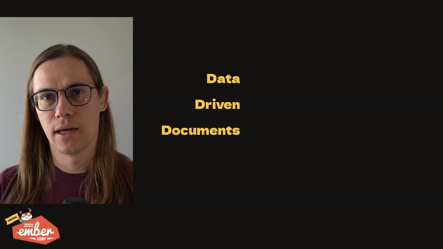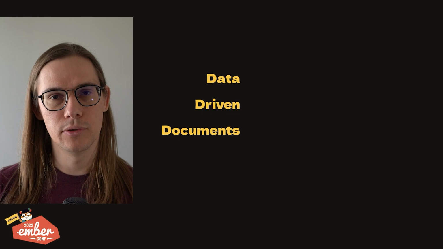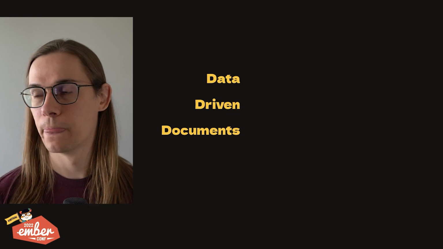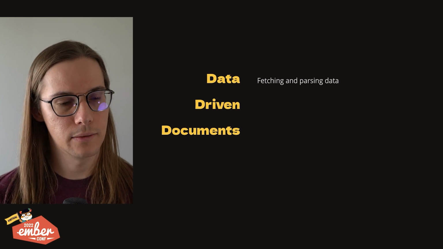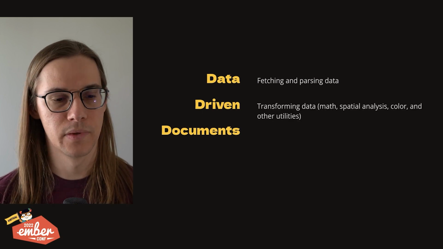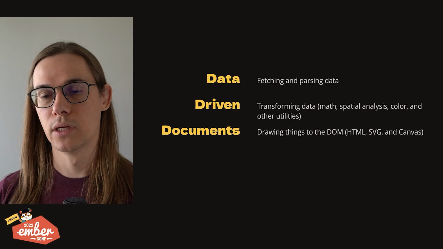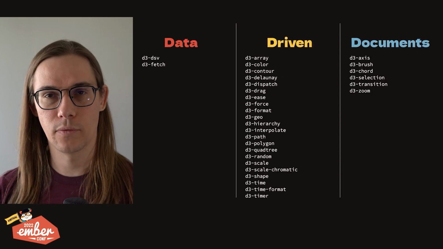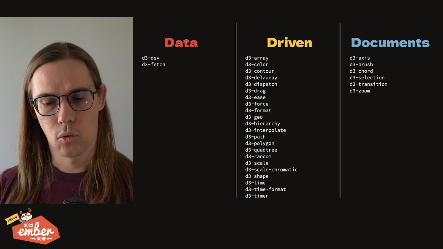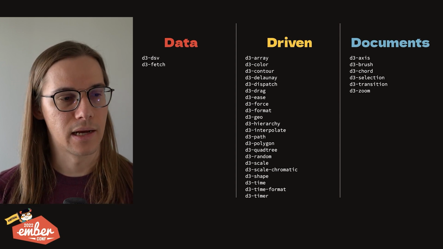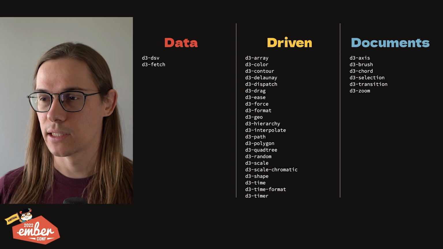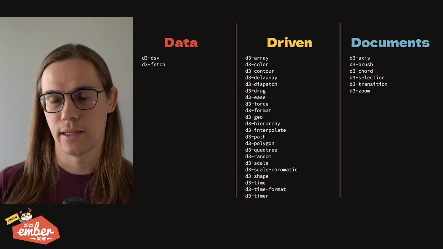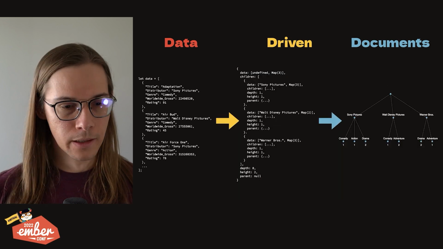I like to think about how to categorize D3 packages using the definition of D3 to begin with. D3 stands for data-driven documents. So we have packages for fetching and parsing data, for transforming data, and then lastly for drawing things to the DOM, be that HTML, SVG, or Canvas. So if we take that categorization and then organize all of the exports from that index.js file, we end up with a situation like this. A couple of data packages, a whole bunch of these driven packages, and then a handful of document packages.